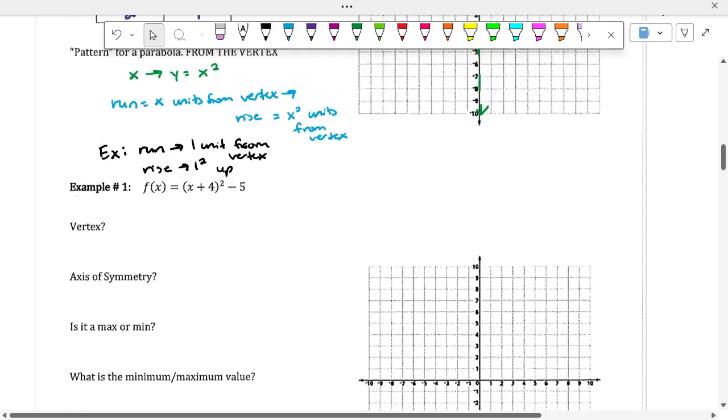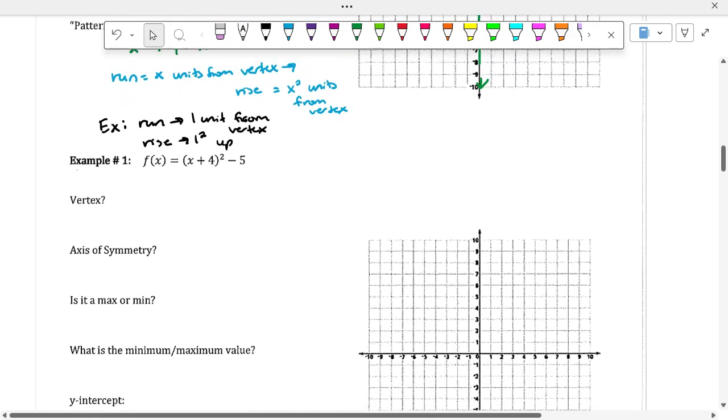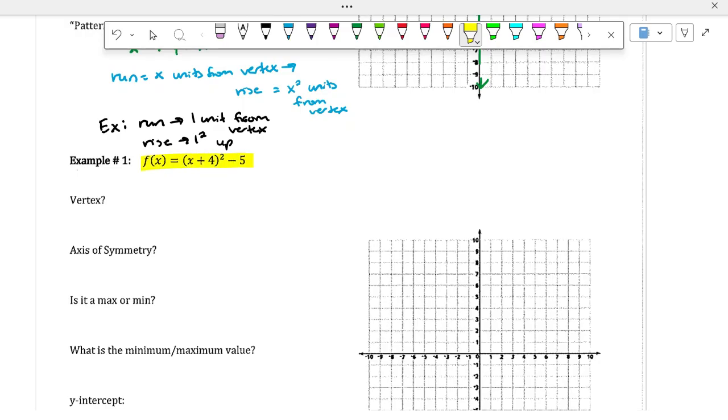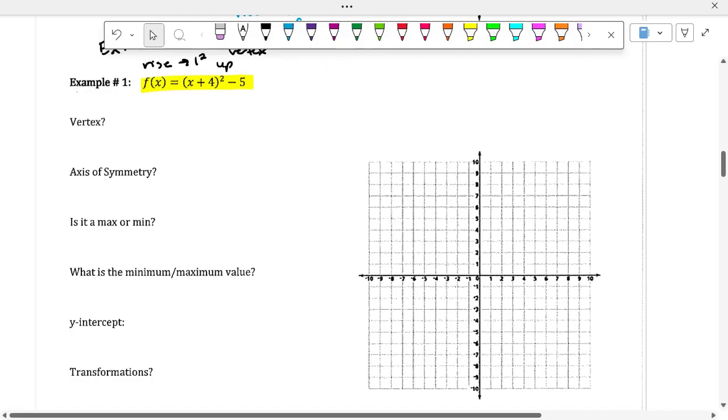All right. So now let's look at this first example. So this is an example of a quadratic in vertex form. So here's what I want you to do. I want you to graph that function in Desmos. And I want you to find these key features. So the vertex, the axis of symmetry, its max or min, the minimum, maximum value, and the y-intercept.